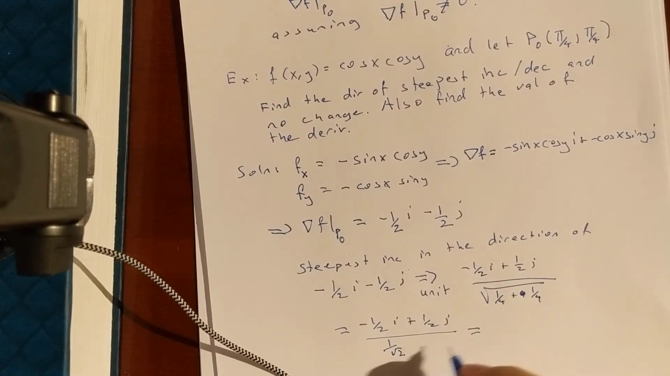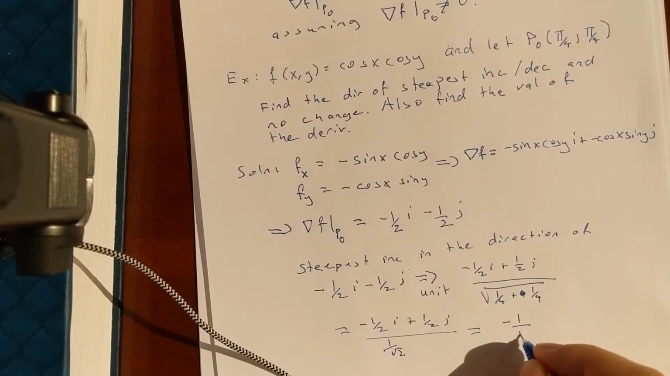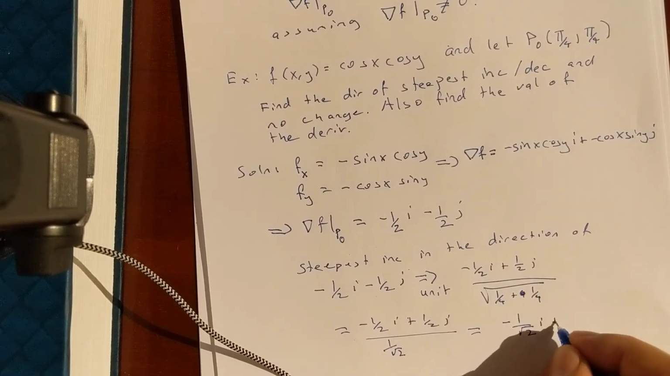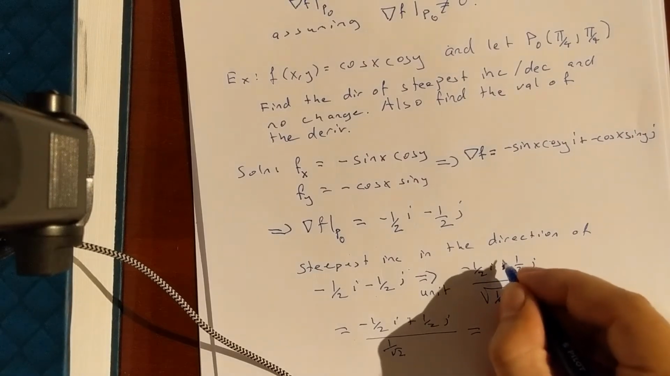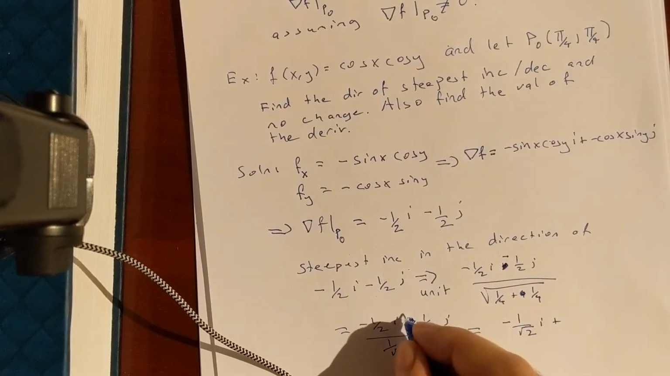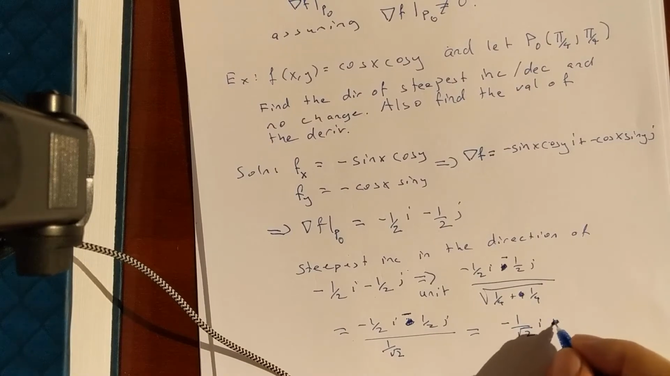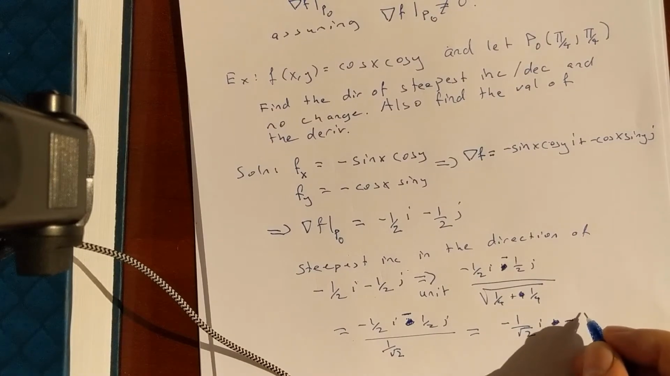So what do we get when you divide both terms? You get minus 1 over square root 2 i, sorry, this wasn't plus, this was minus. My bad, folks. This is minus 1 over square root 2 j.